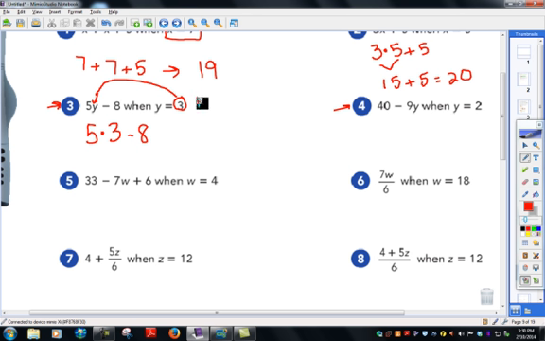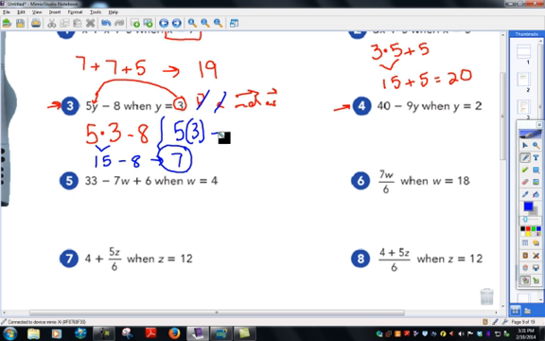I write PEMDAS. And now, no parentheses, no exponents, so I have to do multiplication. That's 15. And then 15 minus 8 results in the answer of 7. By the way, just so you guys know on this one, you could also show it like this if you wanted: 5 parenthesis 3 minus 8. You could do it like that. That means multiply as well.